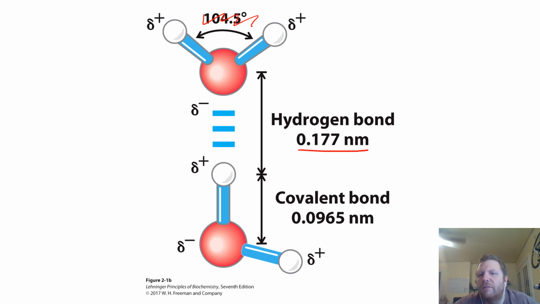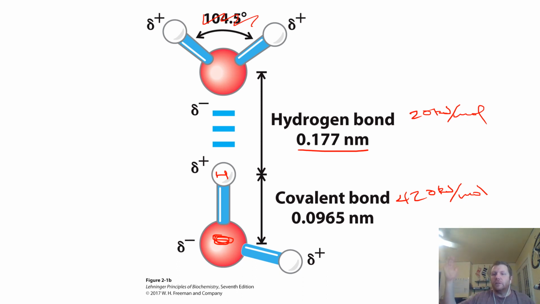That's 0.177 nanometers compared to a covalent bond between the oxygen and the hydrogen, which is 0.0965 nanometers. So it's about half as long, and if you compare those strengths, it's 20 kilojoules per mole compared to 420 kilojoules per mole. So it's not necessarily a direct relationship, but as that bond length gets longer, you see a pretty significant drop off in bond strength.